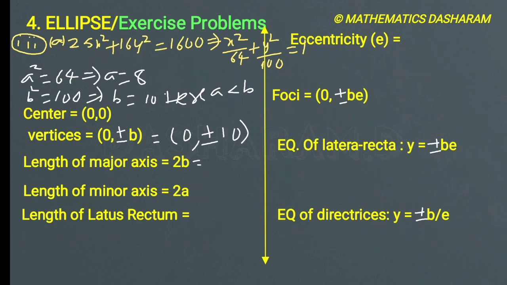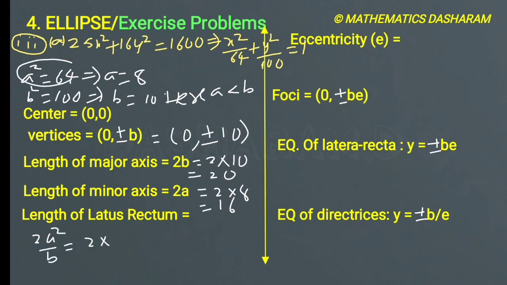Next, length of a major axis 2 into b. So b value is 10, 2 into 10 is 20. Next, 2a, 2 into a value 8, 2 8s are 16. Next, length of a latus rectum. So the formula is 2a square divided by b. So 2 into a square value 64 divided by b value is 10. So then 2 ones are 2, 5s are 64 divided by 5.